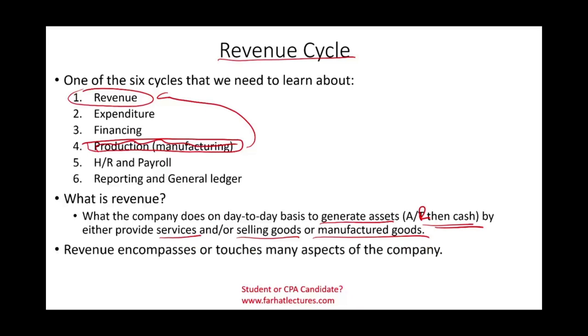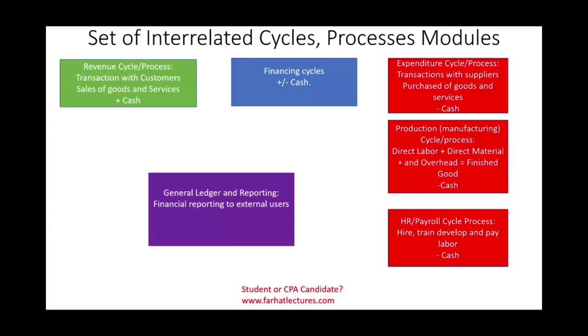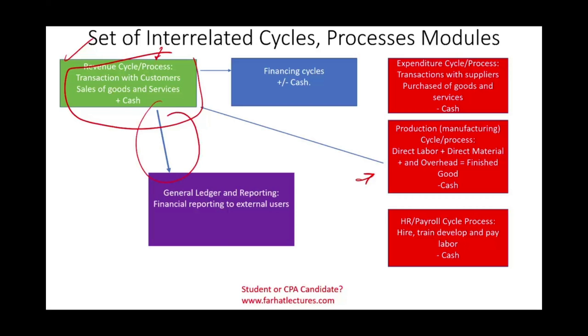Now, revenue touches many aspects of the company. And we looked at this in the prior session when we looked at the introduction to the accounting information cycle. Basically, if we are a manufacturing company, we have to start manufacturing the product. Then the manufacturing process will notify the revenue cycle that the items are ready to be sold. The revenue cycle will help sell the goods and services. And this is what we study, the process in this cycle right here. Then the revenue cycle will provide funding to the financing cycle, and will provide information to the general ledger about the sales.